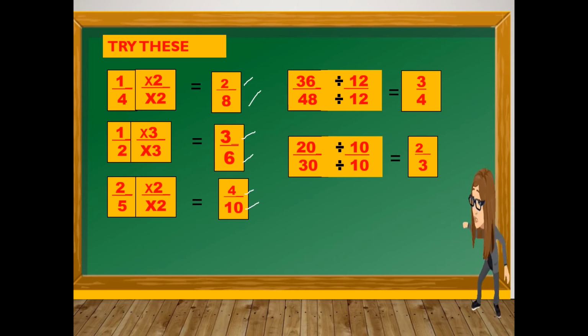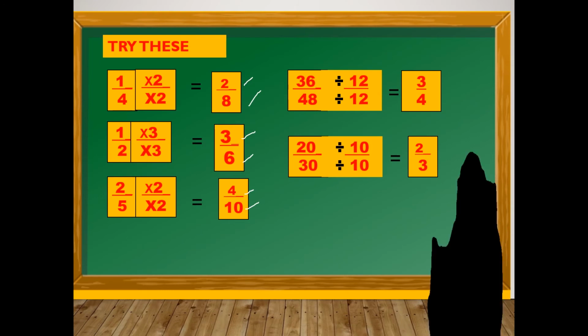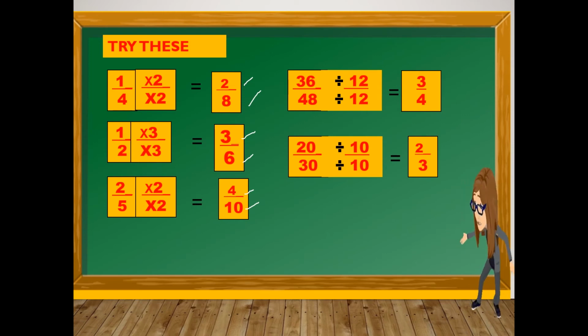So this one is a bigger number. You need to divide it by 12. So 36 divided by 12 is 3. 48 divided by 12 is 4. So this one is 20 over 30. You divide it by 10, so you get 2, and 30 divided by 10 is 3.